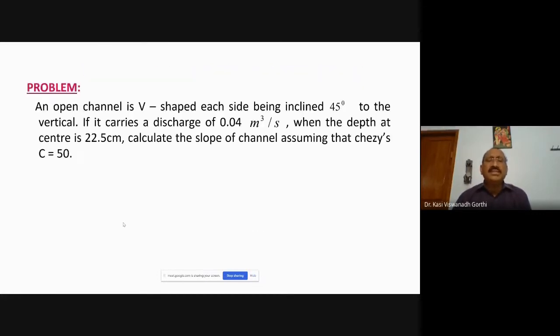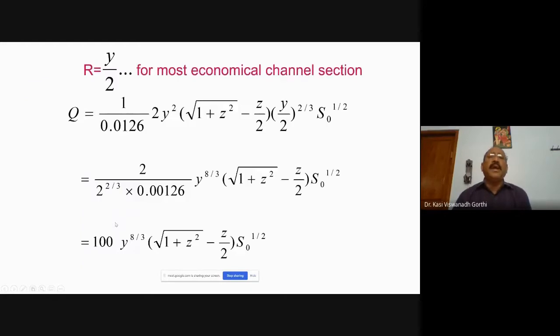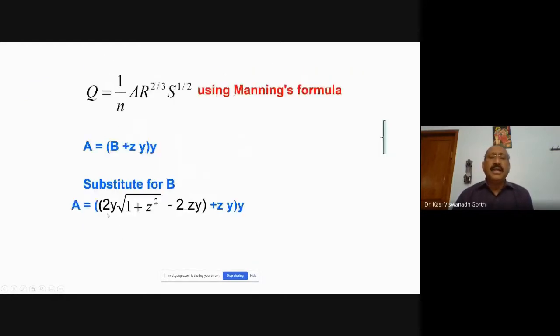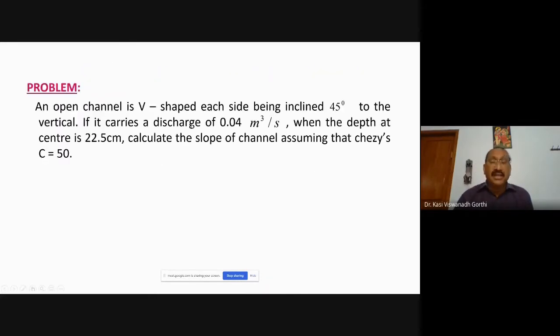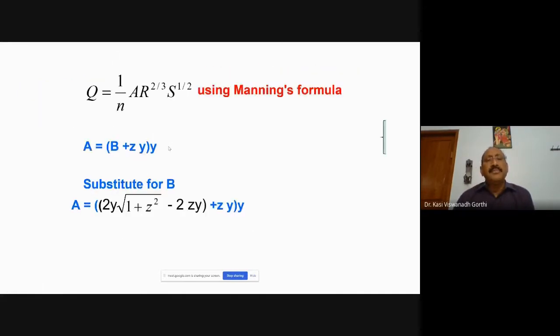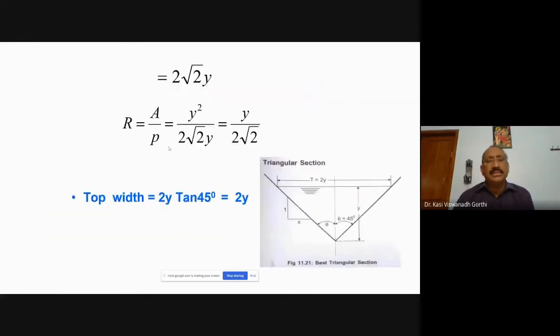Based on these conditions, we have taken up two problems. Problem number one is on a trapezoidal channel section carrying the maximum discharge. Problem number two is for a V-shaped channel, that means a triangular channel section, carrying the maximum discharge, where the side slope has been computed. For a triangular channel section, the hydraulic radius must be equal to y by 2 root 2. In the other two cases, it is y by 2.